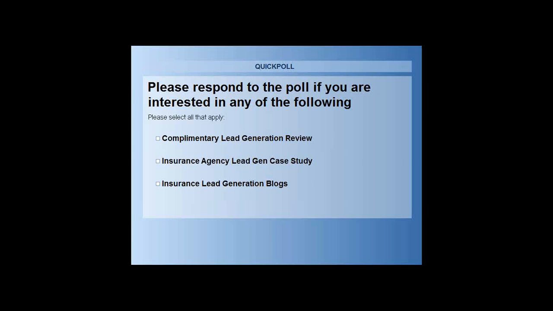Maybe it's to get a quote. Maybe it's to find a resource. Maybe it's to find someone to talk to. And then create a call to action that speaks to that specific problem. So if you are a personal lines agency who sells a lot of home and auto, make your call to action, quick quote for homeowners insurance or something along those lines that directly speaks to their needs.